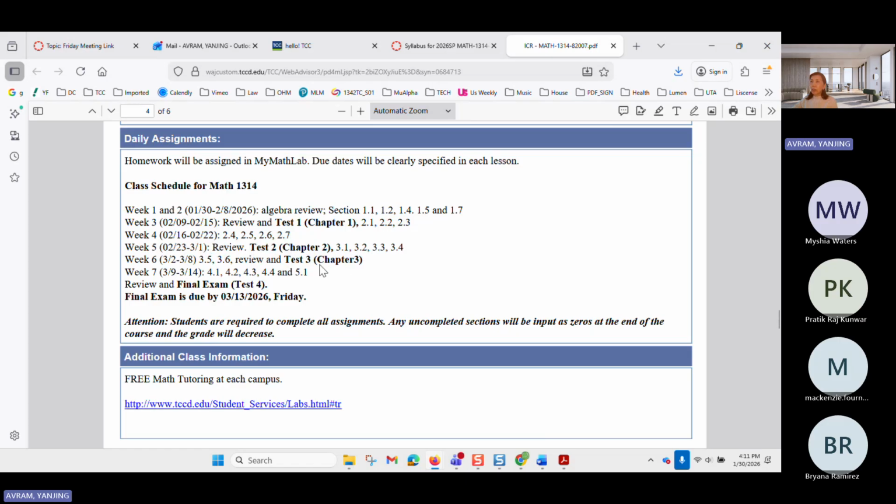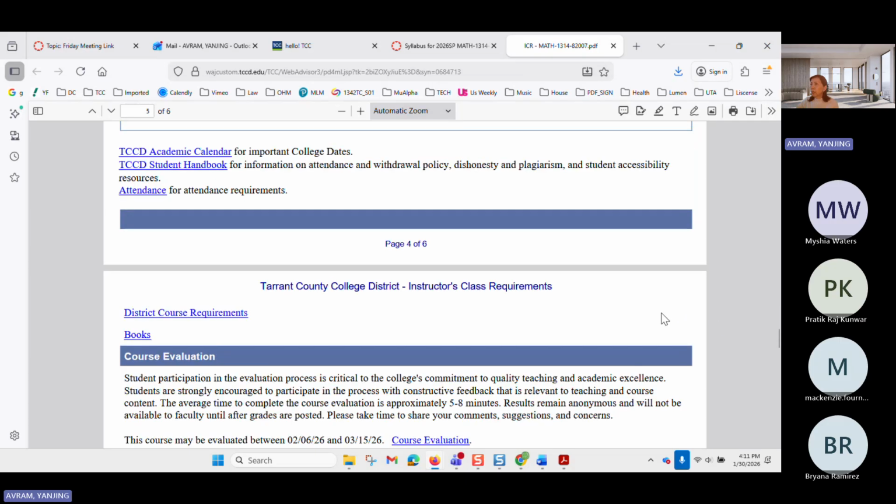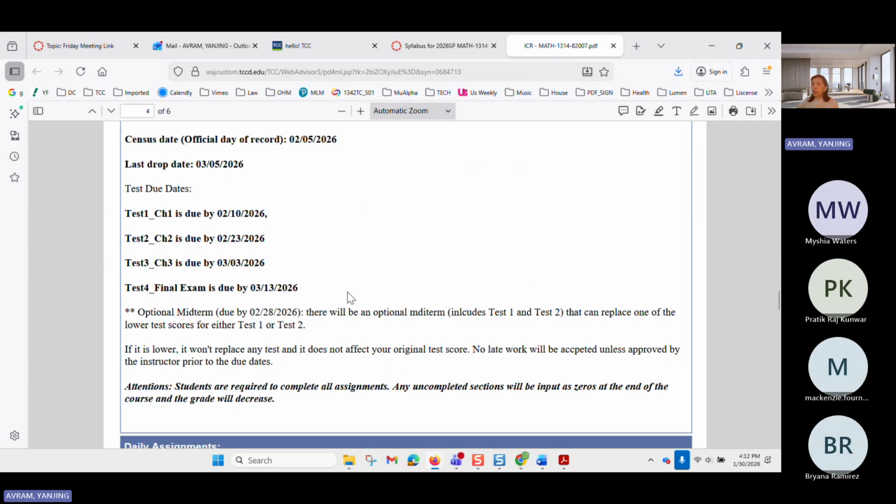And then basically test 3 will be chapter 3. The final exam actually is the last unit test. So the final exam is only chapters 4 and 5. We are not going back to chapters 1, 2, 3 for the final. Your final is only chapters 4 and 5. Chapter 5 is only one section, basically, so most of it is just chapter 4. And that is your final. Any questions about the tests?